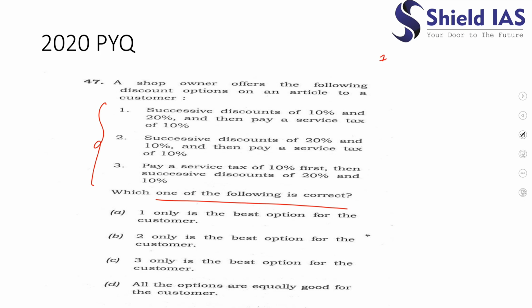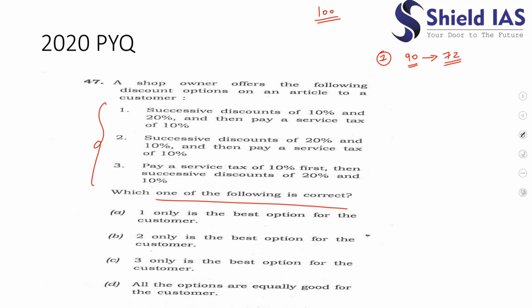First case is successive discount of 10% and 20% and then pay a service tax of 10%. So let us assume that the bill of the customer is 100 rupees. First he gave a successive discount of 10%, so the value would be 90. Then 20% discount again, so 20% on 90 is 18, and this will become 72.